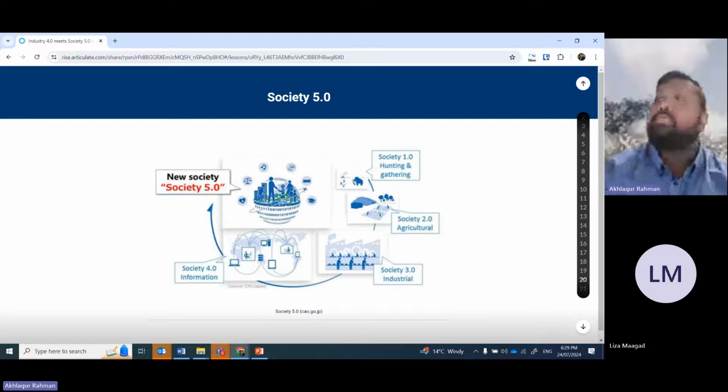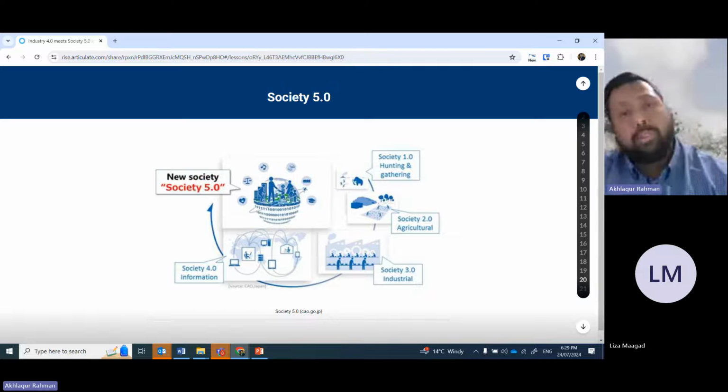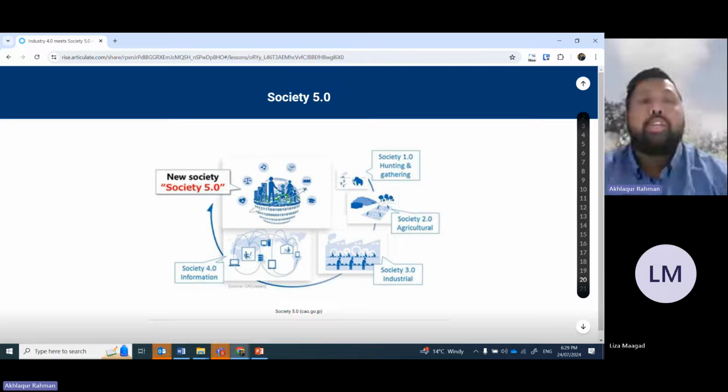Then came Society 4.0, and again you can easily match it with the industrial revolution, where the informational society came about. The idea was the information revolution, with more computers and internet that aided how information was being created and processed. That also became a big part of your societal lifestyle. So that is basically Society 4.0.